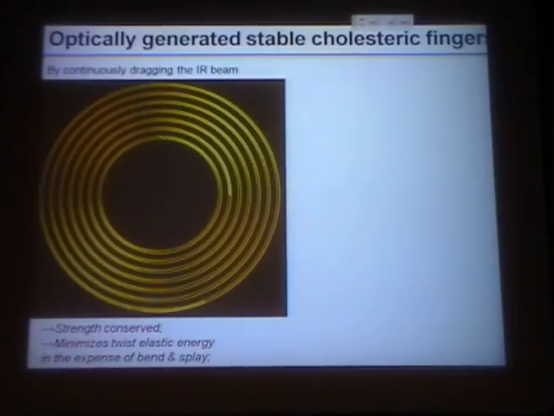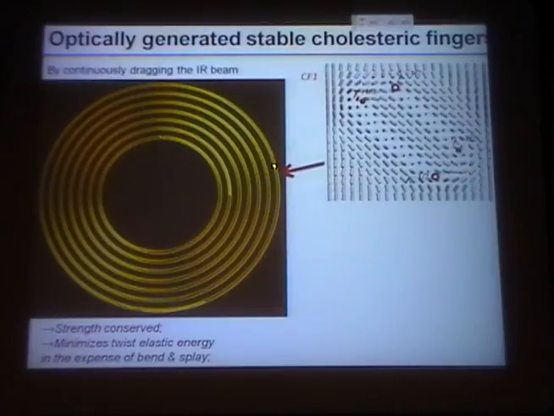Now, if we were to, instead of scanning the laser beam between different locations in the liquid crystal sample, drag the laser beam inside the liquid crystal, we can generate linear configurations. And in here, by looking at this image, you can notice that we can also generate those linear configurations of different types.